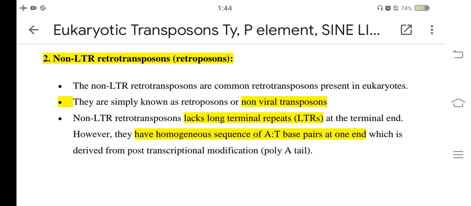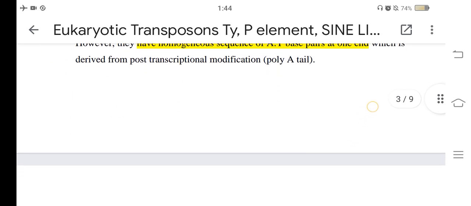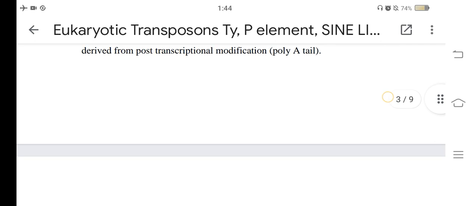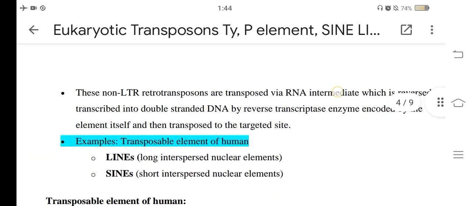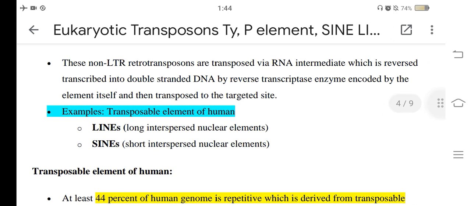However, they have homologous sequences of 80 base pairs at one end, which is derived from post-transcriptional modifications, poly-A tail. These non-LTR retrotransposons are transposed via RNA intermediate, which is reverse transcribed into double-stranded DNA by reverse transcriptase enzyme encoded by the element itself and then transposed to the target site.